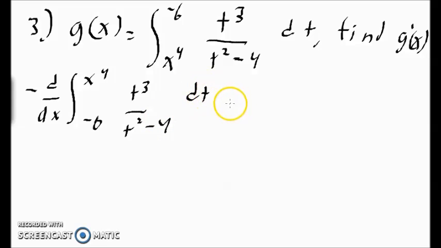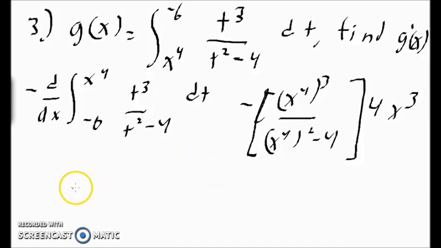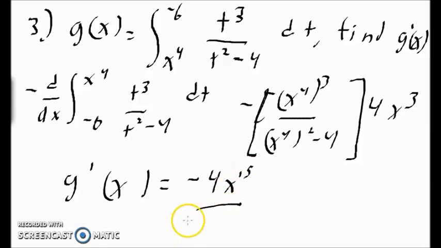You keep the negative on the outside, but everything else is the same. You plug in x to the fourth for all the t's. And we take the derivative of x to the fourth, and that's 4x cubed. So this means that g prime of x is equal to negative 4x to the 15th over x to the 8th minus 4.